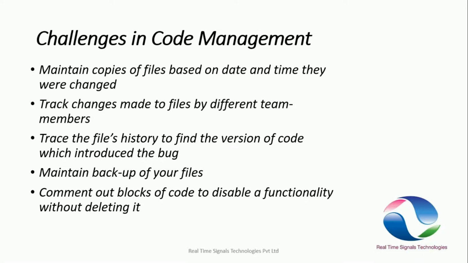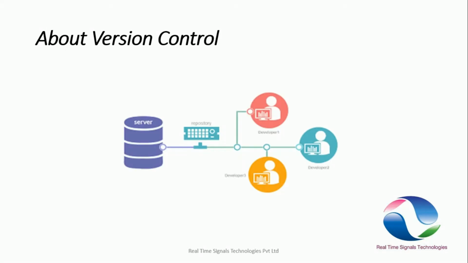In light of all these issues, there has to be a better way of maintaining the versions. Hail version control systems. Version control is a system that records changes to a file or set of files over time so that you can recall specific versions later.